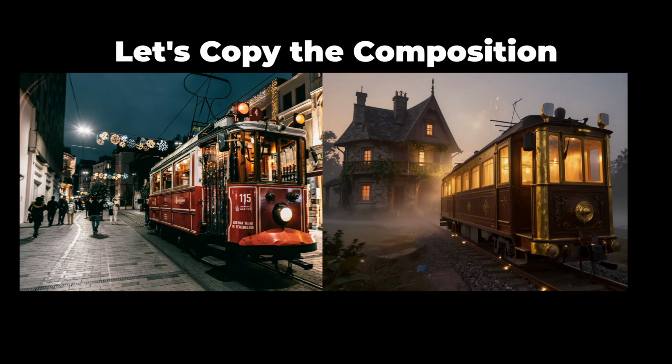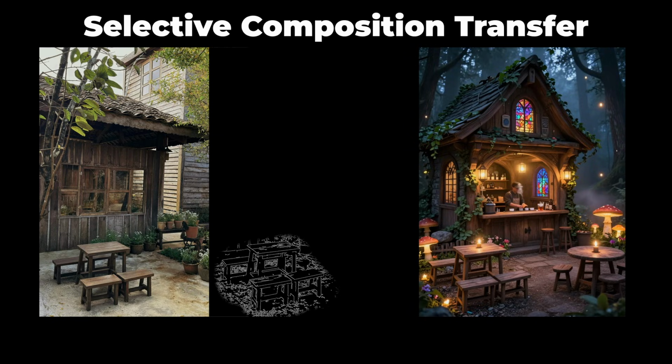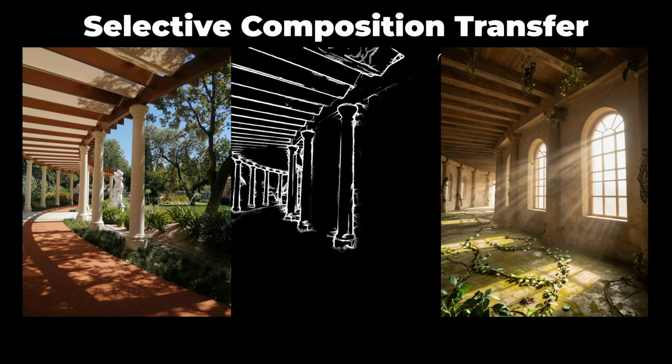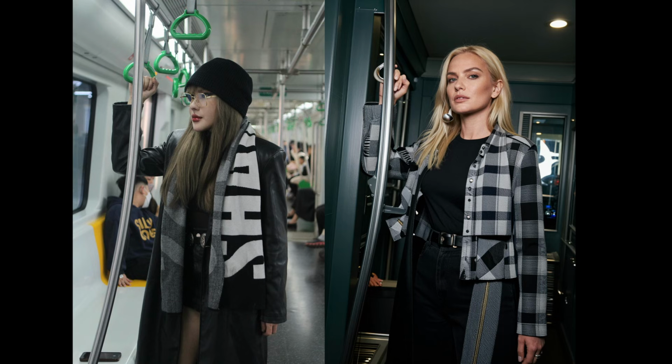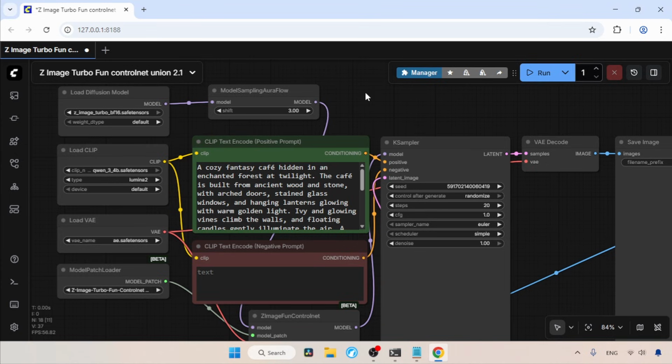Hey everyone! In a previous video, we learned how to perform inpainting with zimageturbo using a control net called zimageturbo Controlnet Union 2.1. In addition to inpainting, this control net supports control maps, which allow you to transfer the composition from any image into your zimageturbo image generations in several different ways. So let's dive into using control maps with zimageturbo.